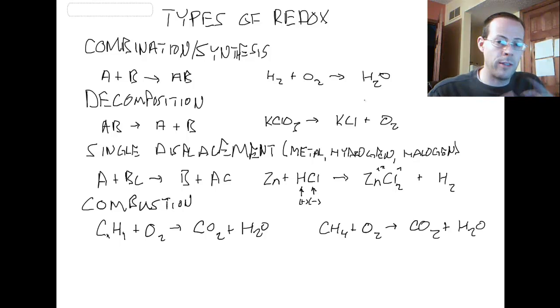So anyways, those are the types of redox reactions. Combination and decomposition are opposites of each other. Single displacement is where something displaces or replaces something else in a compound. It's always an element with a compound, and our products are an element and a compound. And then the last one is combustion, anything reacting with oxygen. What I want you to know is hydrocarbons reacting with oxygen, and they always get carbon dioxide and water.